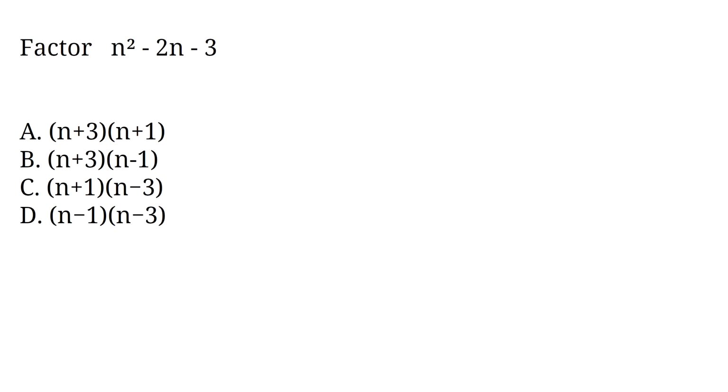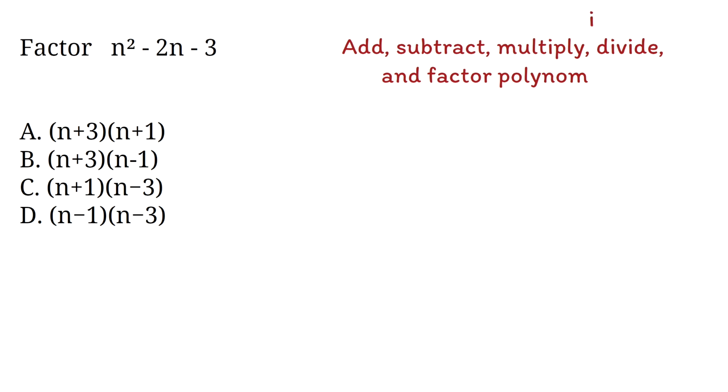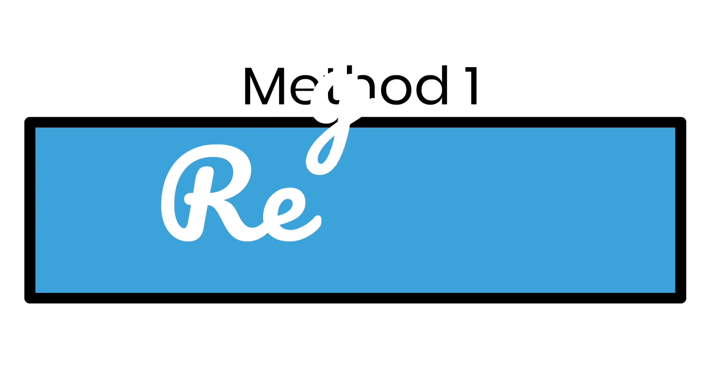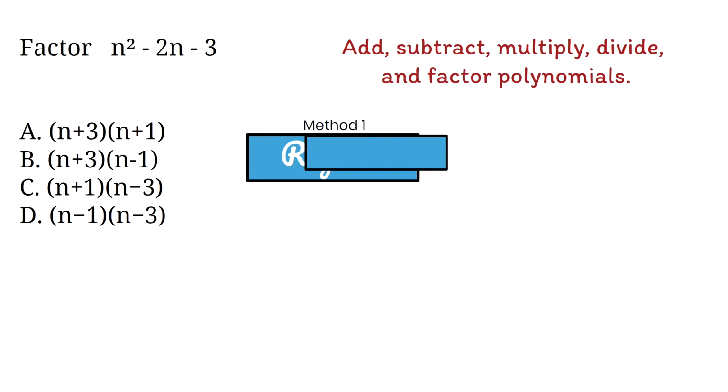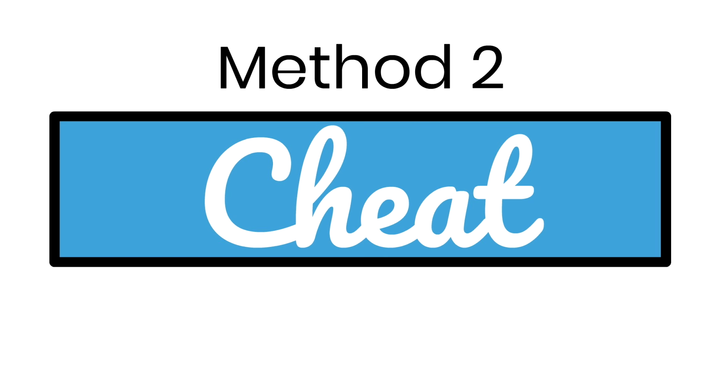Factor n squared minus 2n minus 3. To pass the GED math test, you need to know how to add, subtract, multiply, divide, and factor polynomials. We will first solve it the regular way, then look at the calculator cheat method to solve these kinds of questions easily, without even knowing algebra.